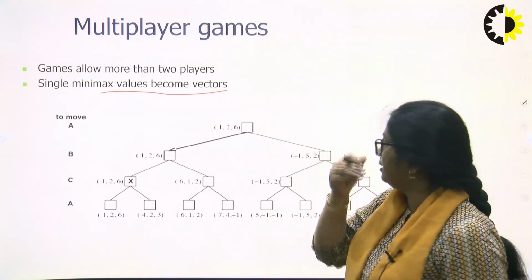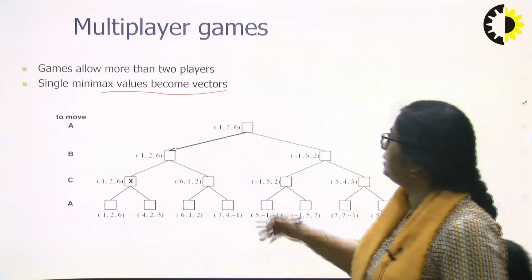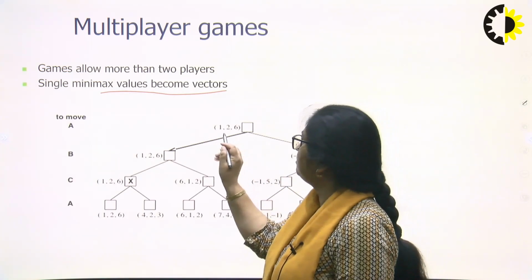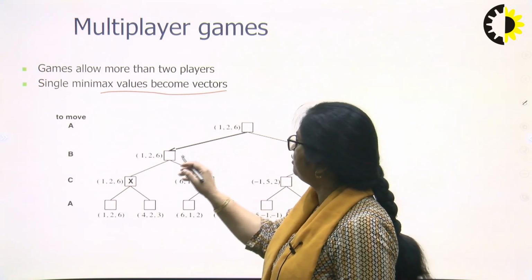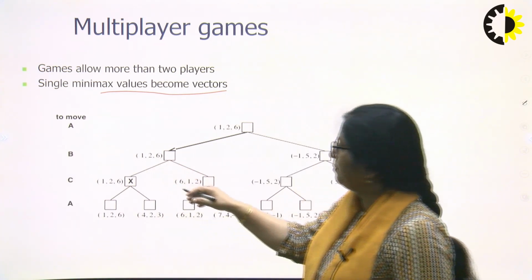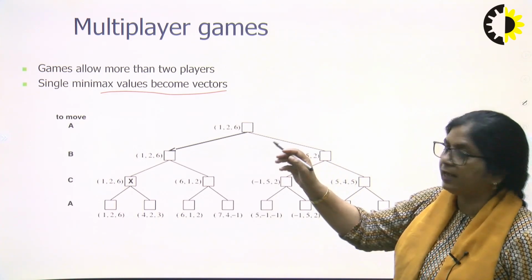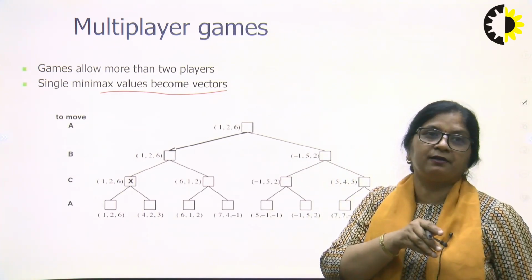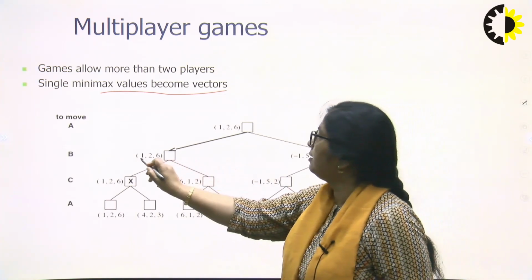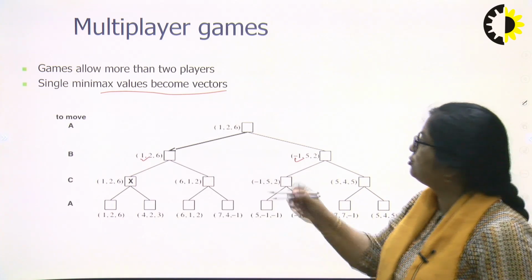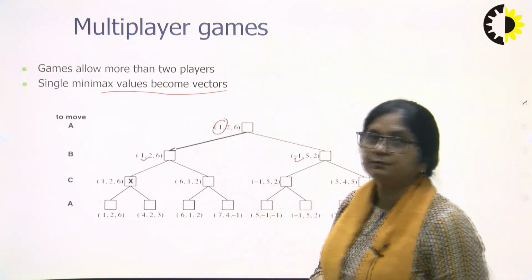Now what will A try to do? It will try to find this value. Okay, so if I consider it, what are the values of successors? 1 to 6, minus 1, 5, 2. So A will maximize its designated value. So 1 and minus 1. Which one is better? 1, higher. So 1 is taken here.